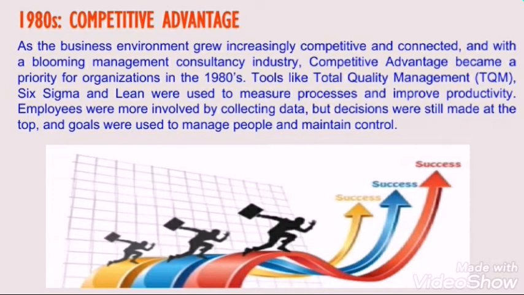1980s. Competitive advantage. As the business environment grew increasingly competitive and connected, and with a blooming management consultancy industry, competitive advantage became a priority for organizations in the 1980s. Tools like Total Quality Management, Six Sigma, and Lean were used to measure processes and improve productivity. Employees were more involved by collecting data, but decisions were still made at the top and goals were used to manage people and maintain control.